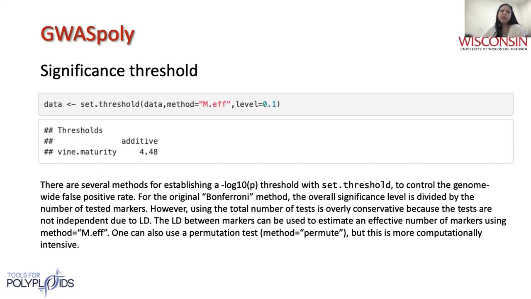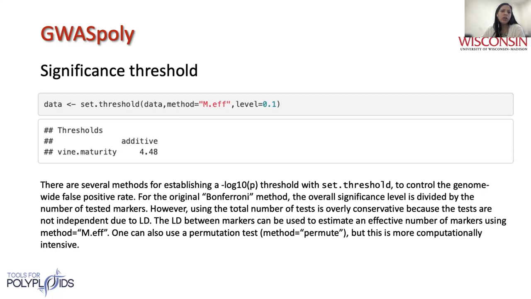Once we have that, we can also set a significant threshold. This is also a difference from the previous workshop from last year, because now there are more methods for establishing this threshold. So this threshold will control the genome-wide false positive rate.